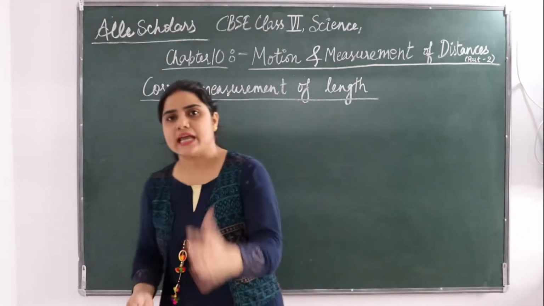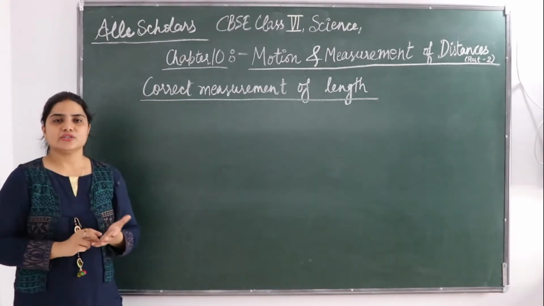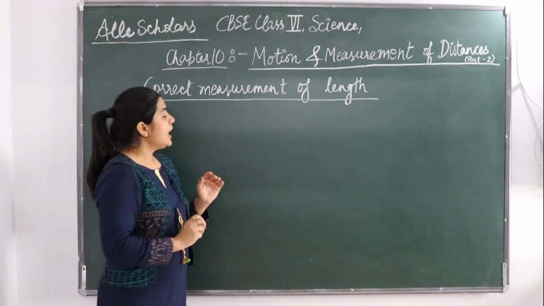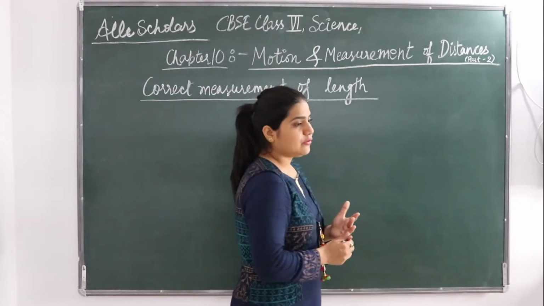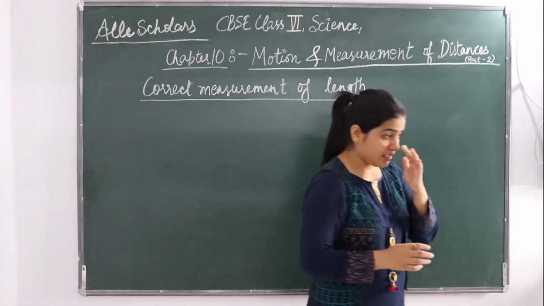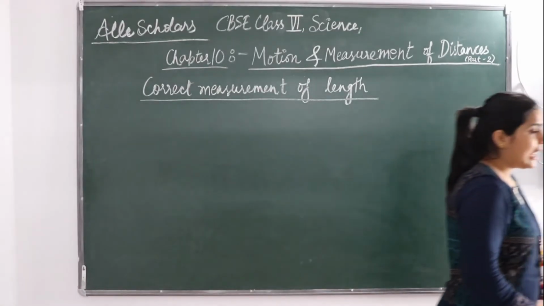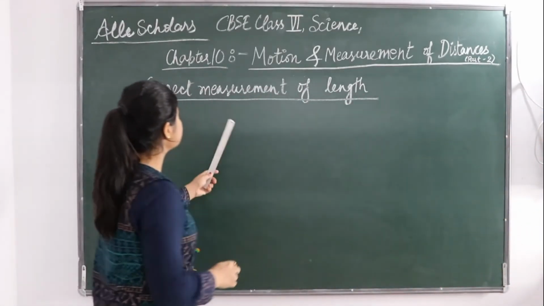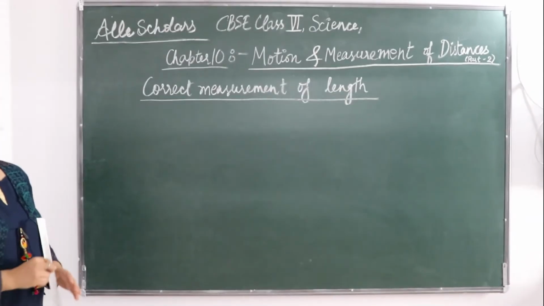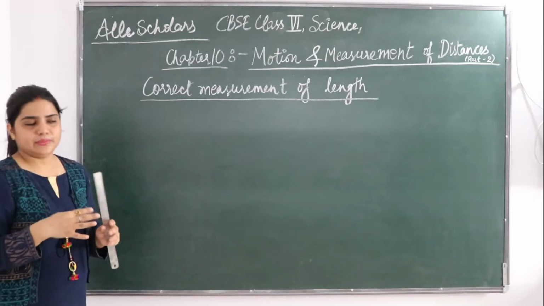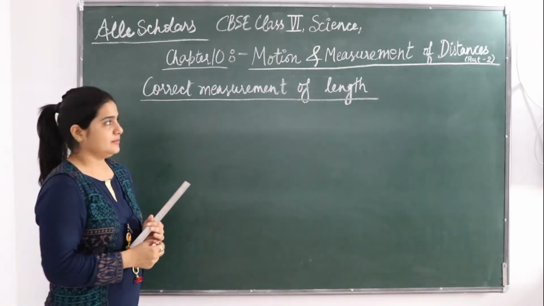Measuring devices can be different, but the measuring unit is always the same. Okay. Now the question is that we have got to know that there is a standard unit of measurement and everything we have studied. But how can we do a correct measurement of length? How can we avoid errors?